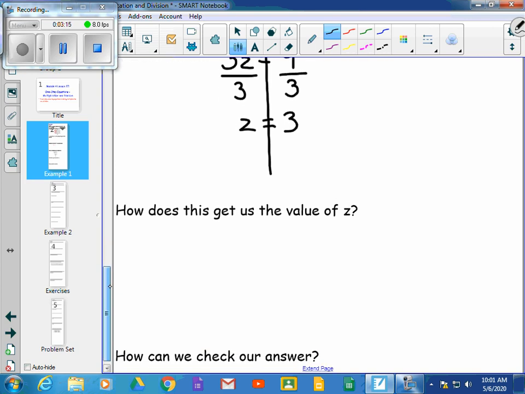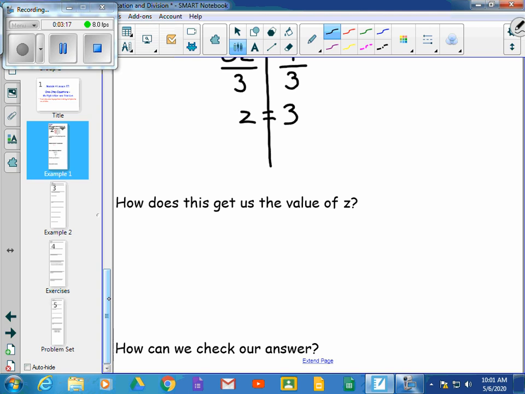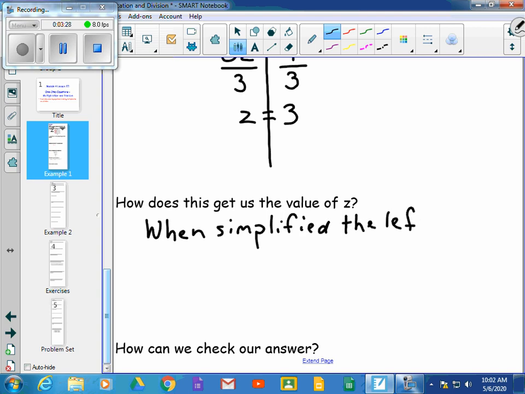On the next page, how does this get us our value of z? We can say, when simplified, the left will be z, and the right will be 3.